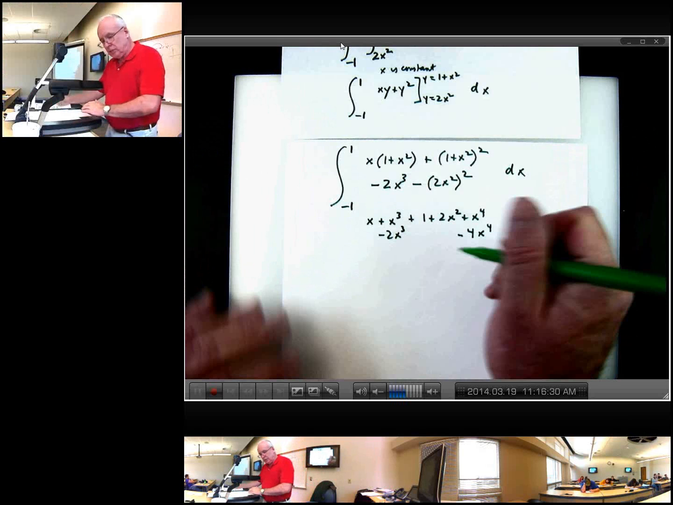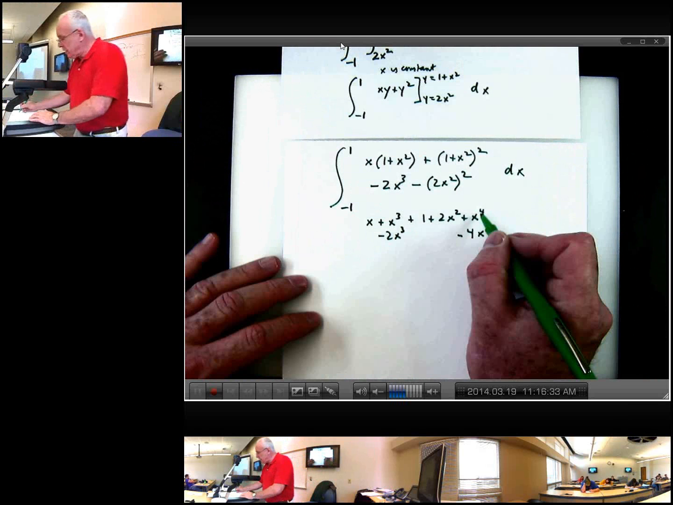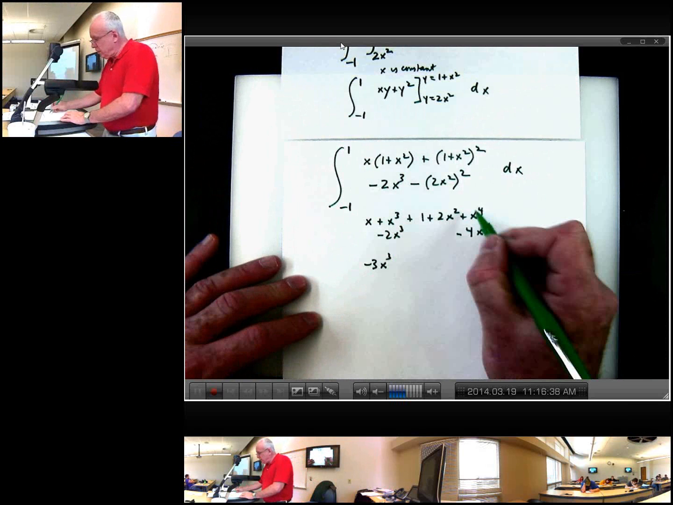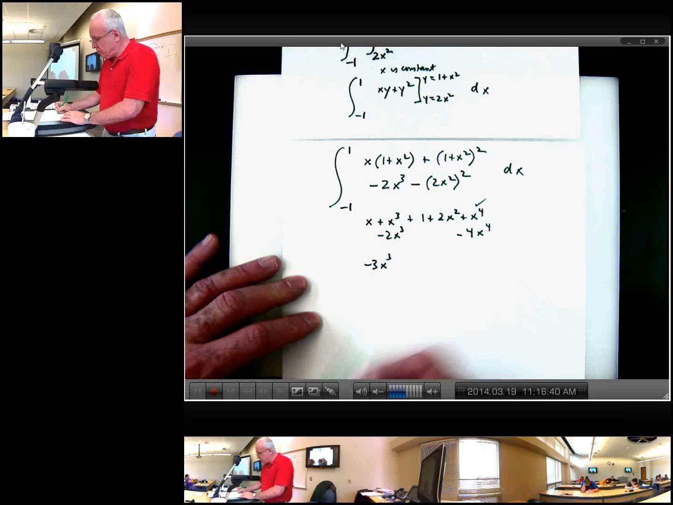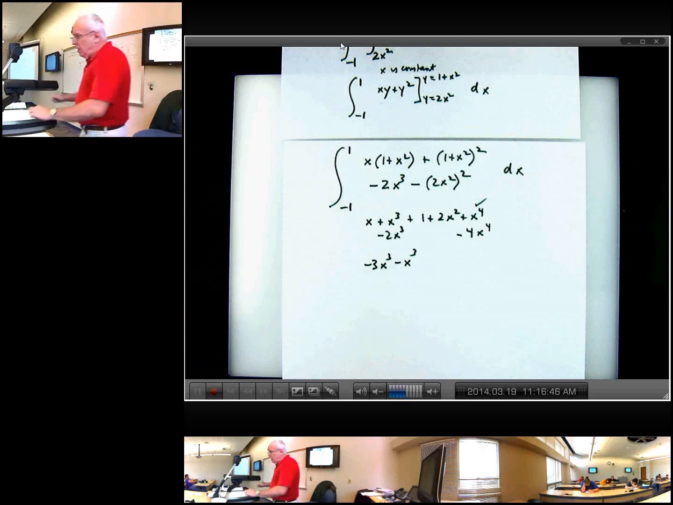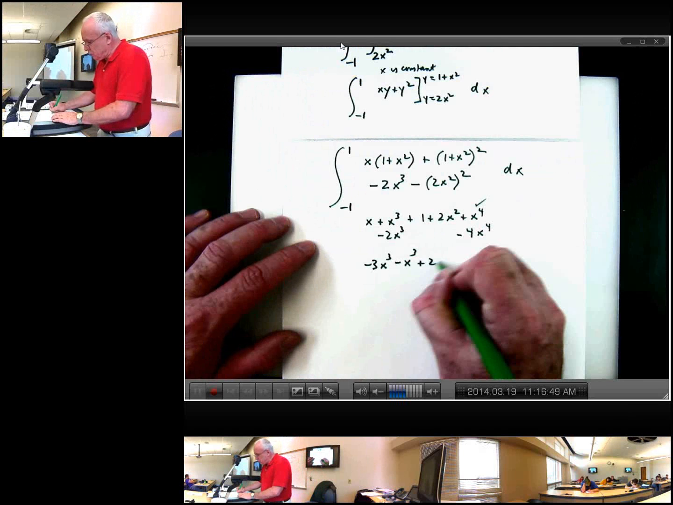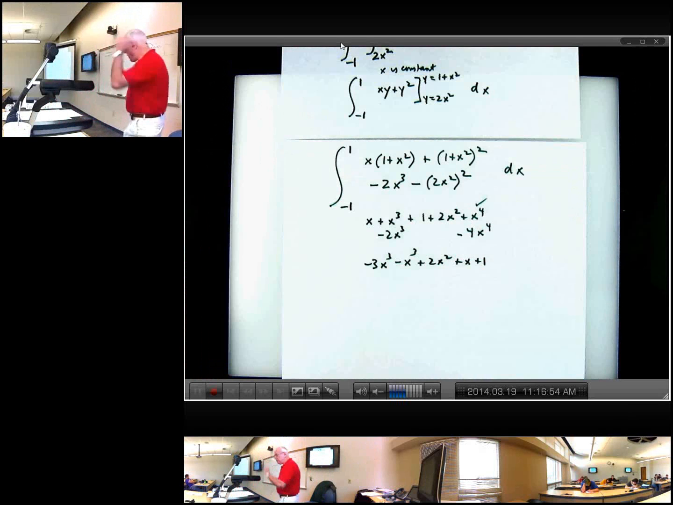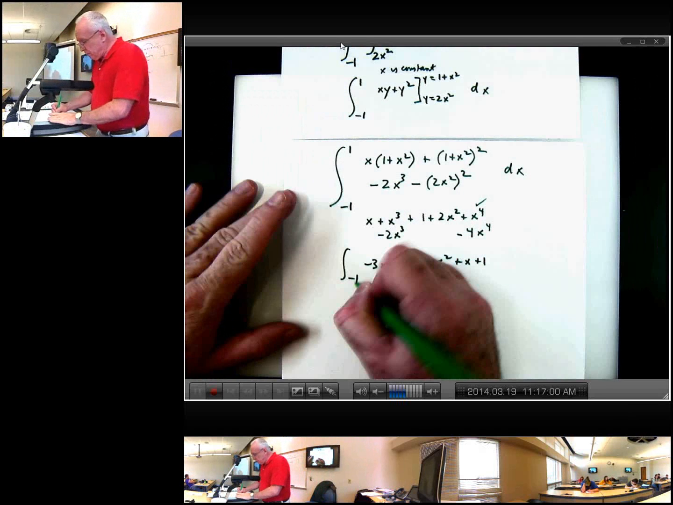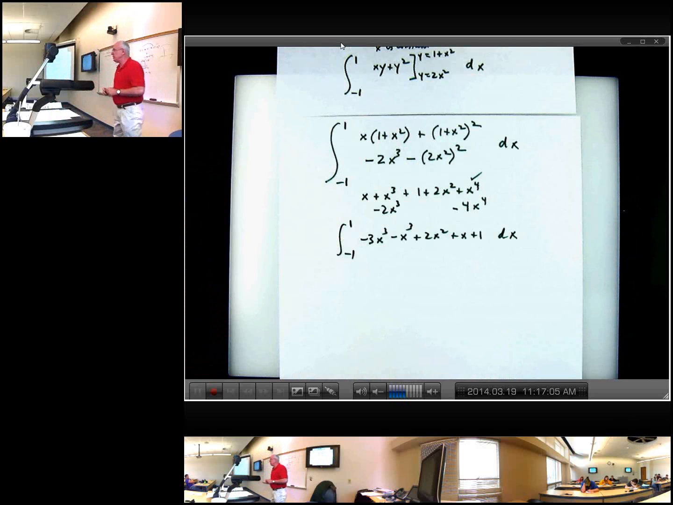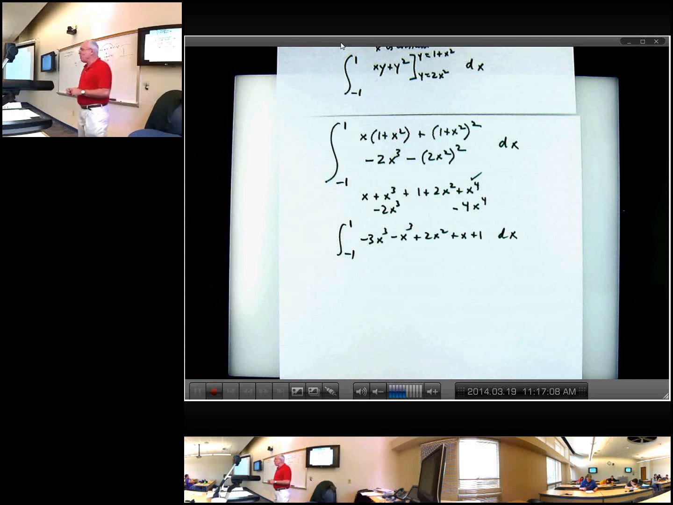So let's go with the biggest exponent first. X to the fourth minus 4x to the fourth, that's minus 3x to the fourth. X third minus 2x to the third is minus x to the third. Okay. X squared we have next, plus 2x squared, x, and a 1. So we've got 5 different terms there, but they're all easy to integrate. And so we do this from -1 to 1 dx. Okay. We okay with the process? We may not like it, but all right.